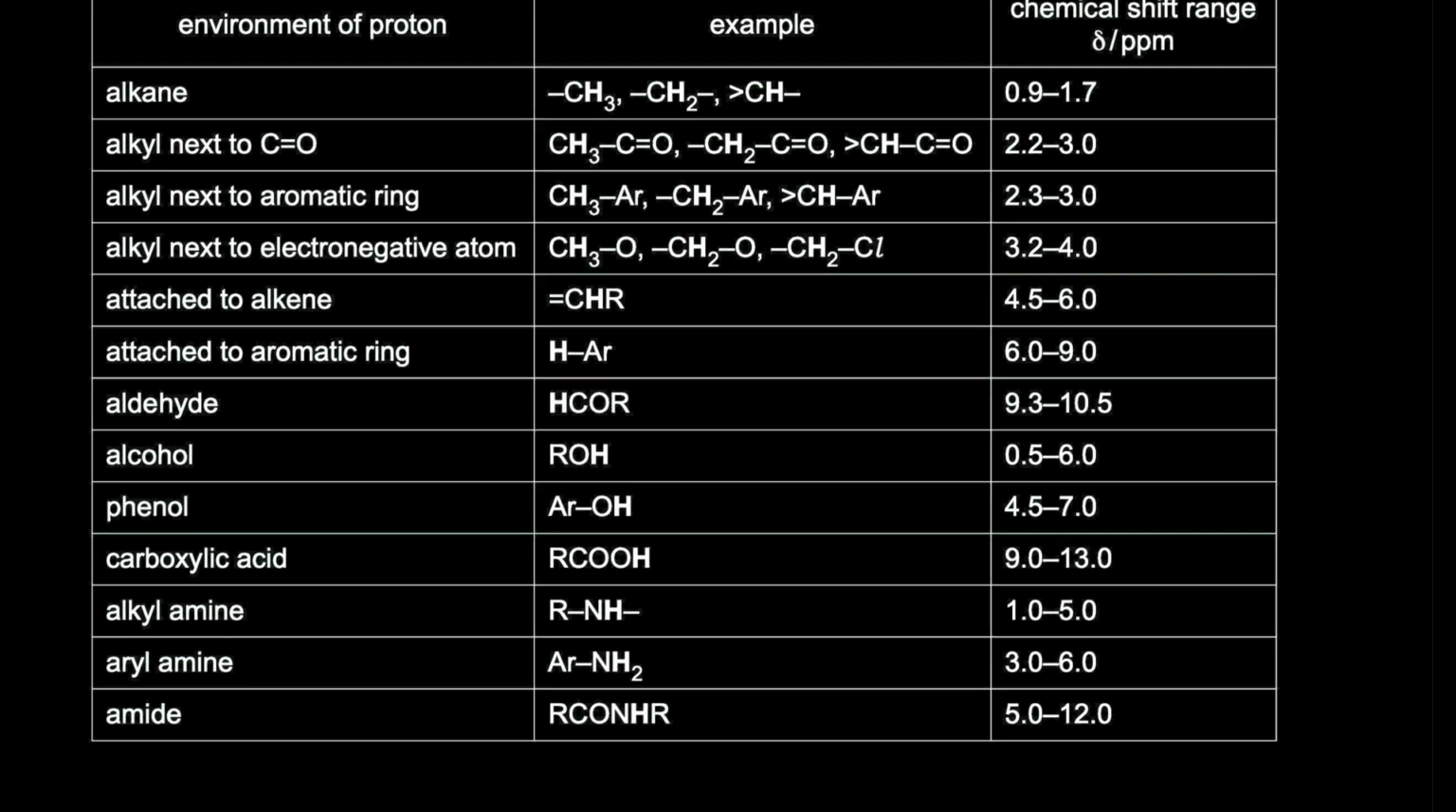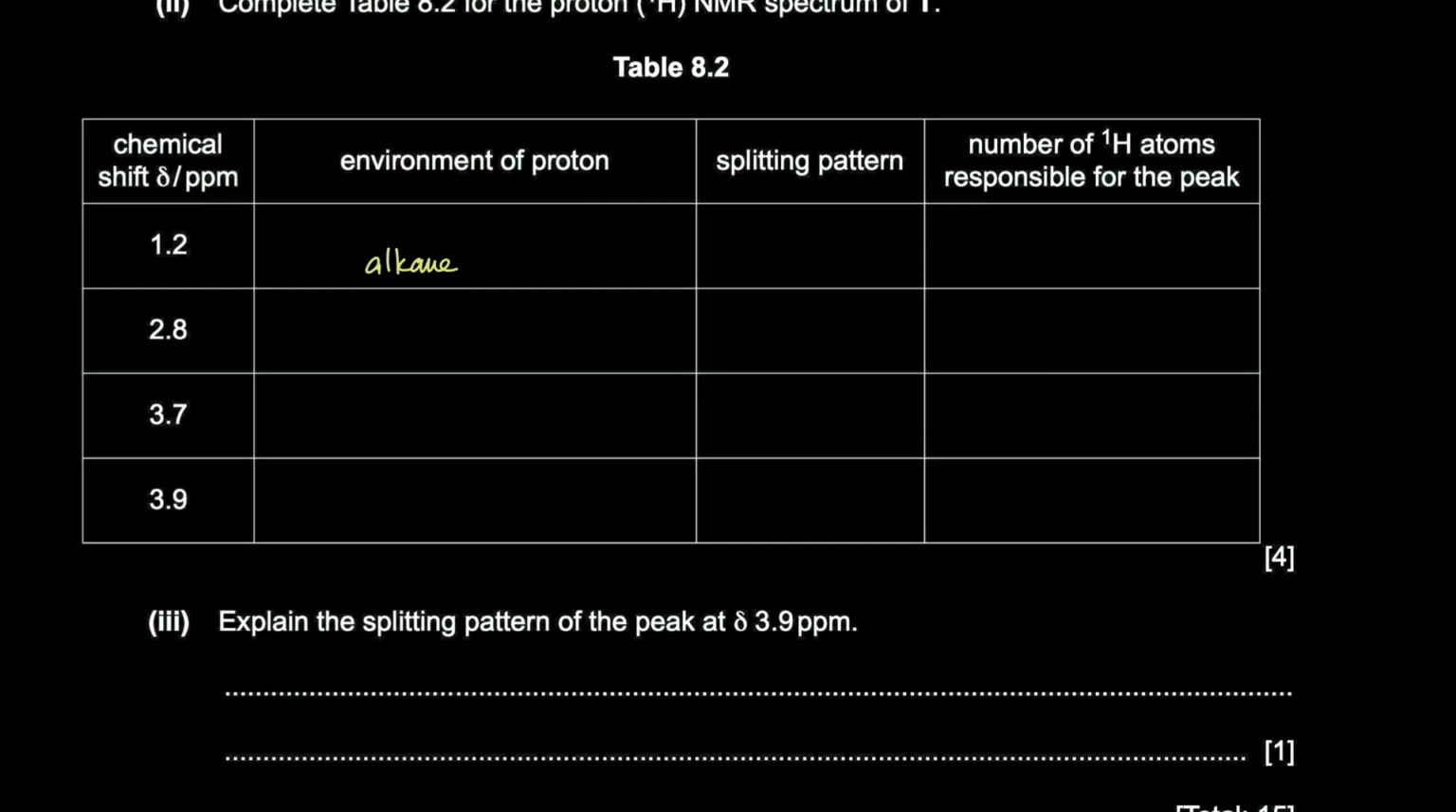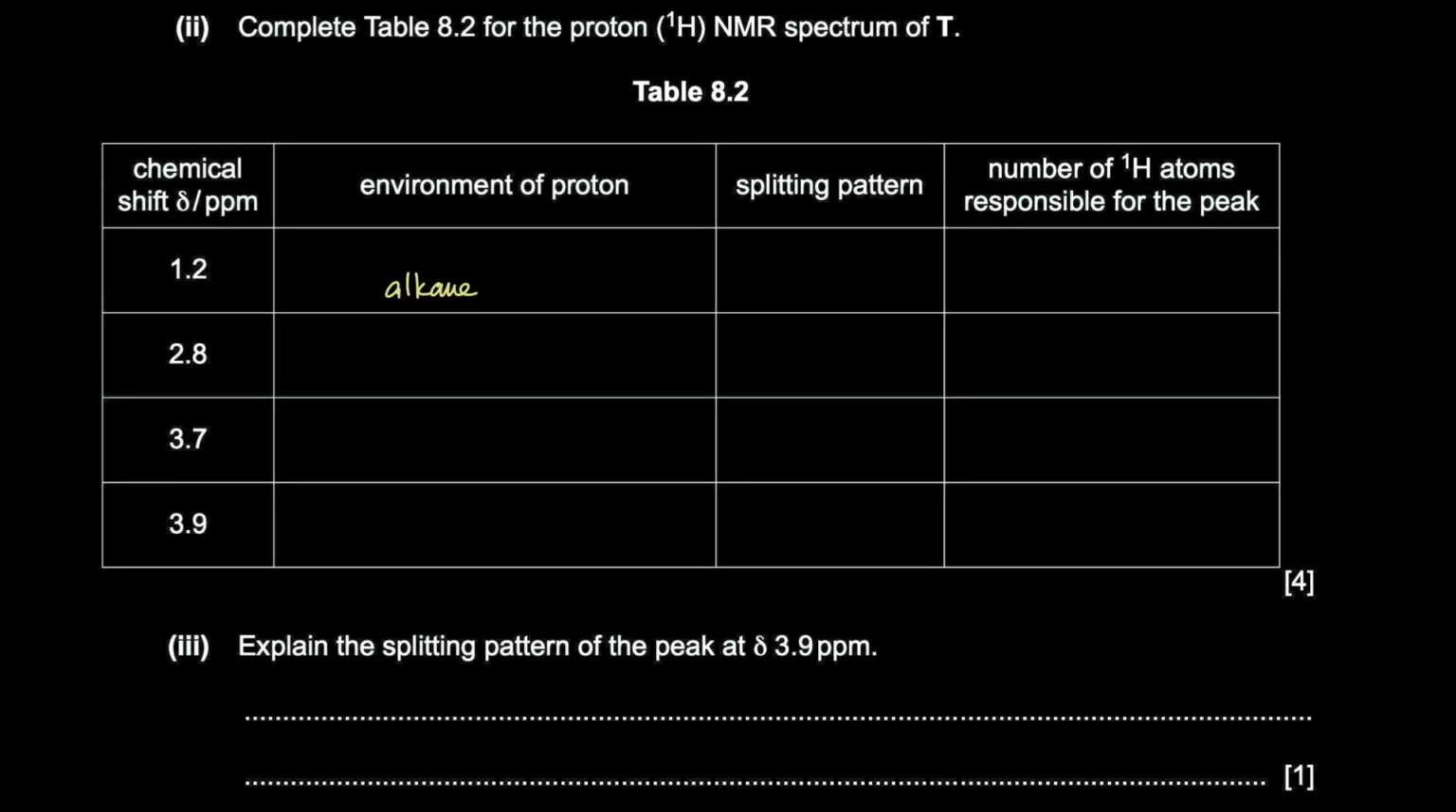Okay, so over here, I'll just write this down. You have the alkane proton, the splitting pattern was a triplet. That was your CH3 group, and the number of protons was 3. Then we had the 2.8, which is alkyl next to C double bond O. That was also a triplet. The number of hydrogen atoms was 2, that was a CH2. All the others are CH2s.